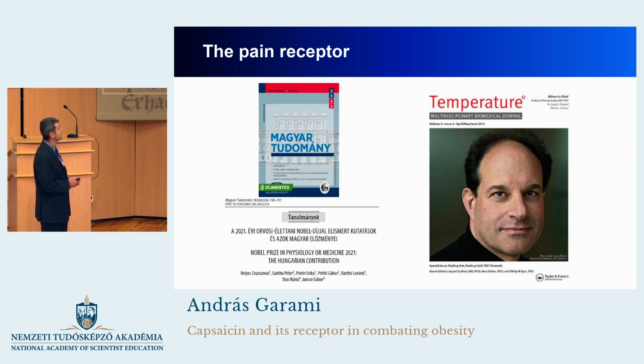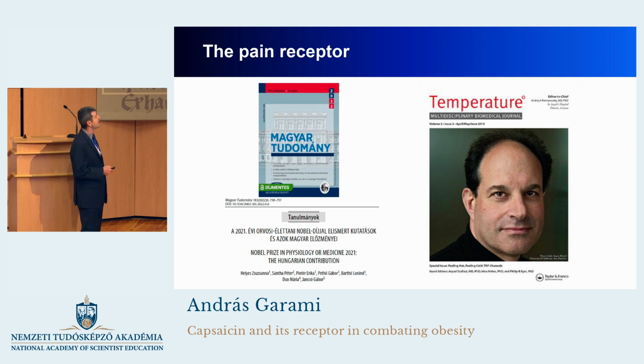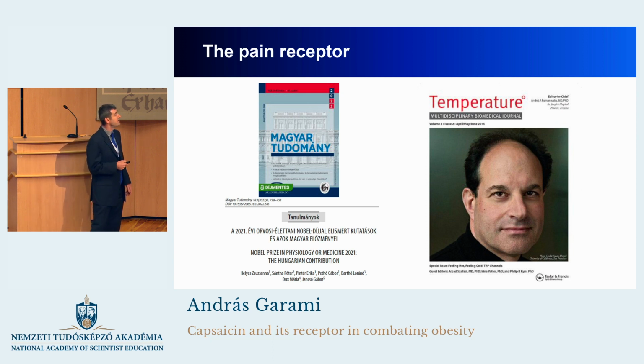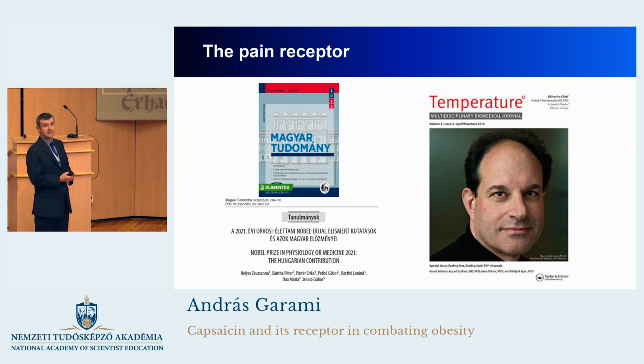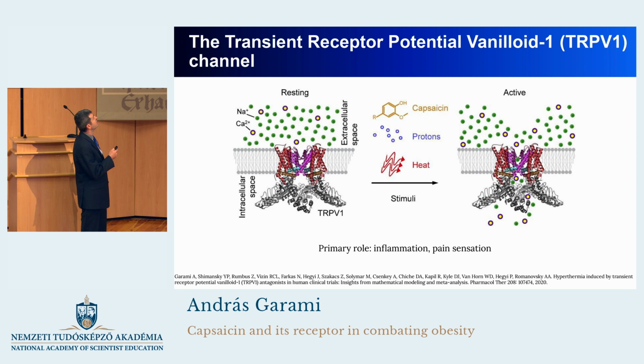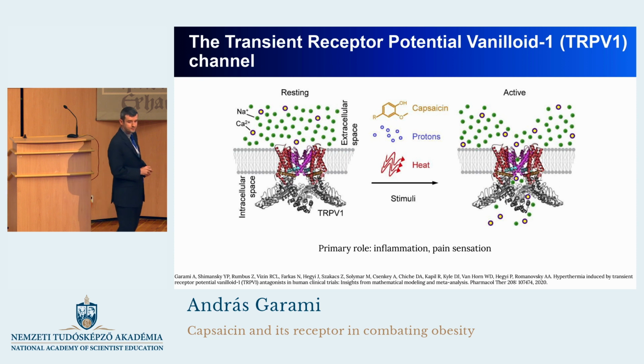And they summarized very nicely how this pioneering work of Hungarian scientists contributed to the Nobel Prize in Physiology or Medicine in 2021, which was a shared Nobel Prize awarded also to David Julius, who was portrayed on the journal Temperature in 2015, and received the award in part for cloning the receptor of capsaicin, which was formerly known as pain receptor, but then later it became the so-called transient receptor potential vanilloid 1, or in short, TRPV1 channel.